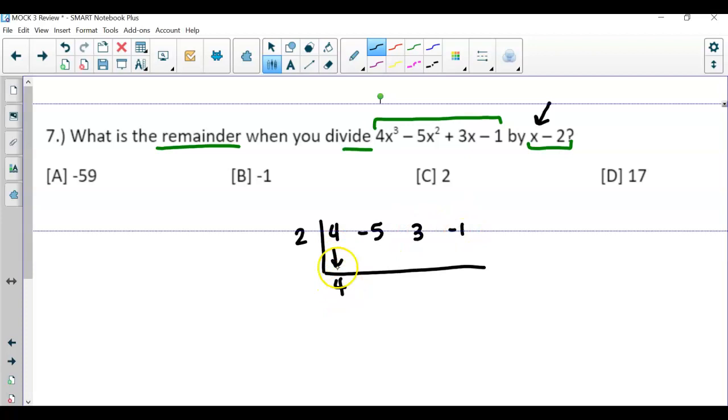Bring down the first term, then multiply below the line. 2 times 4 is 8, plus that negative 5, which is 3. Remember, we're going to add above. Then multiply again. 2 times 3 is 6. 3 plus 6 is 9. 2 times 9 is 18. Plus that negative 1 is 17. So that's why here the answer was D.